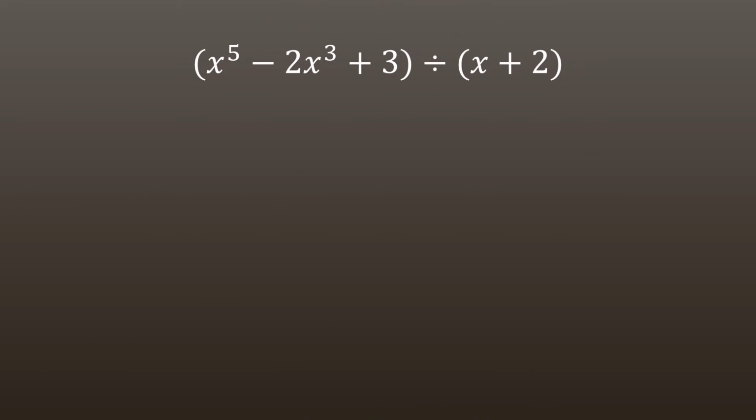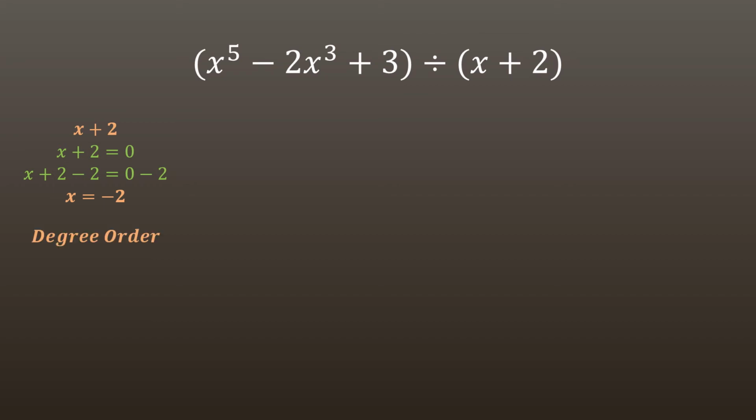Here's another example. x to the fifth minus 2x cubed plus 3 divided by x plus 1. First thing is to identify your divisor and then equate that to 0, and then get the value of x. So deduct 2 from both sides, and then we have our synthetic divisor x as negative 2.